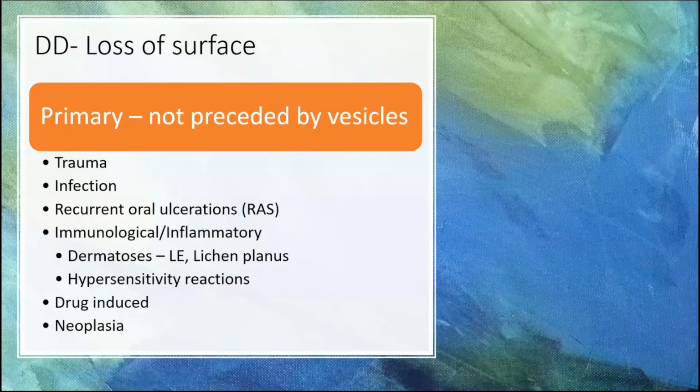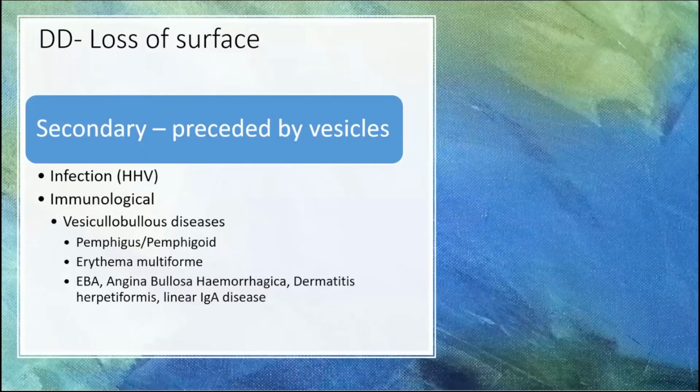If now you want to follow the different categorizing, so primary and secondary, what falls under primary is trauma, infection, recurrent oral ulcerations, immunological or inflammatory disease like lupus erythematosus and lichen planus, hypersensitivity reactions, drug-induced and neoplasia. And what falls under secondary is infection, especially with herpes viruses, and immunological diseases, specifically vesiculobullous diseases like pemphigus and pemphigoid, erythema multiforme, and the rest of them that are more rare.